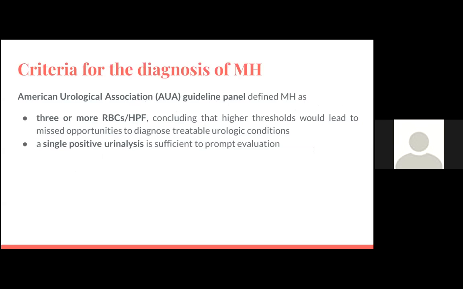Criteria for diagnosis of microscopic hematuria according to the American Urologic Association guideline is 3 or more RBCs per high power field, concluding that the higher thresholds would lead to missed opportunities to diagnose treatable urologic conditions. A single positive urinalysis is sufficient to prompt evaluation.